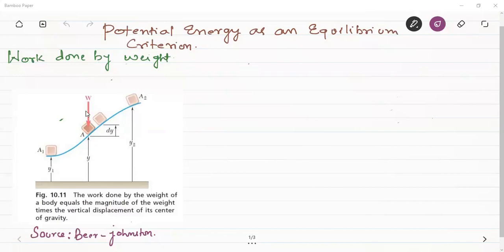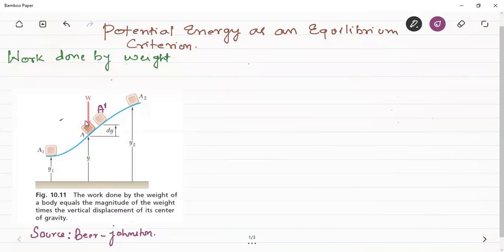Now let us consider an intermediate position A of the block. Okay, this is the block at some intermediate position, and that intermediate position is at a height of y from the datum or the ground. Let's say that this block gets displaced from position A to A dash. And during this displacement of the block from A to A dash, the vertical displacement of the center of gravity is equal to dy. That is, the center of gravity is being displaced vertically upwards.